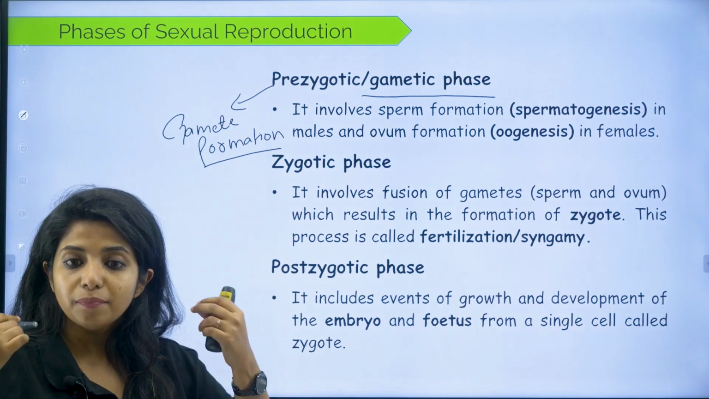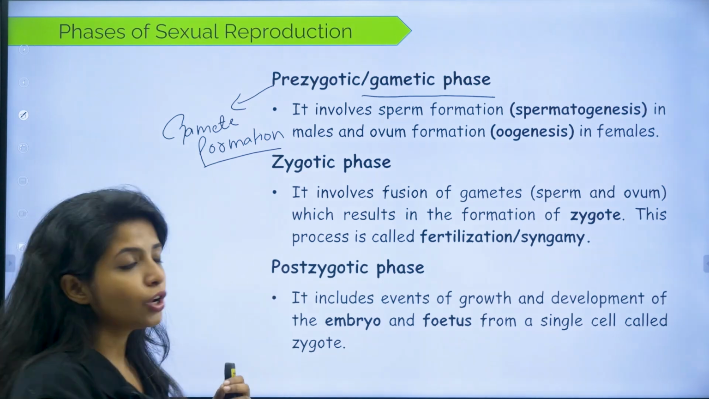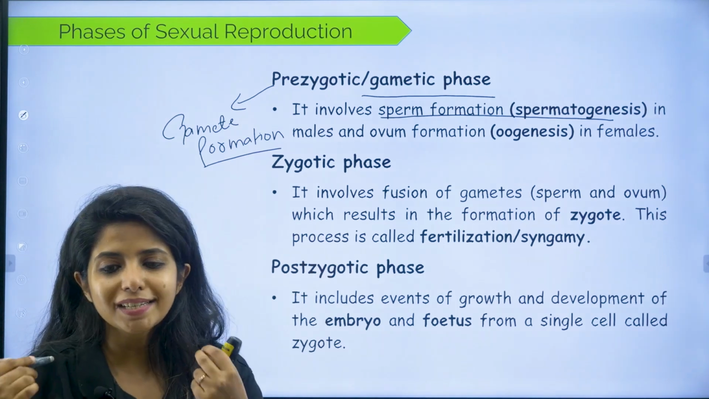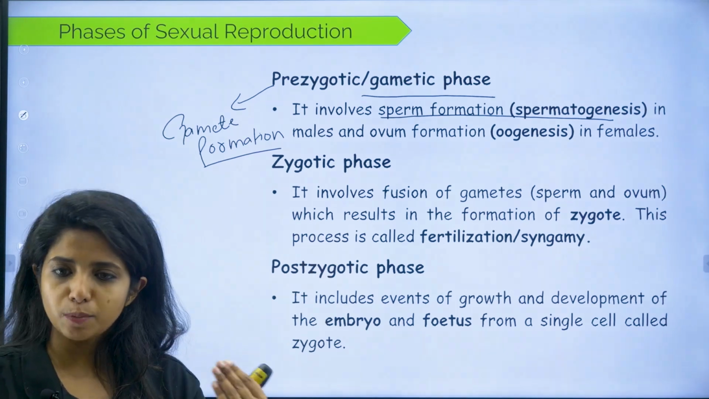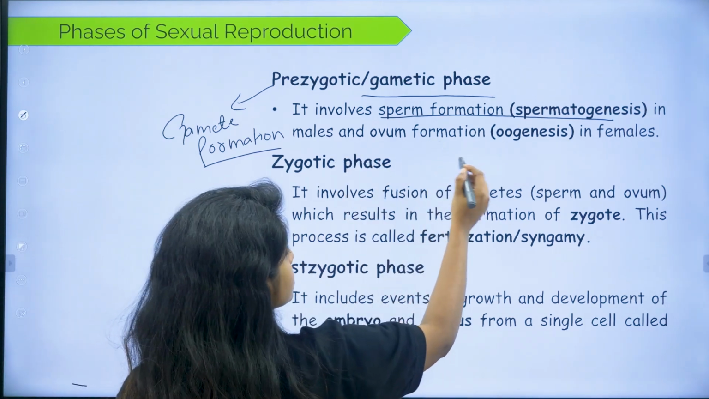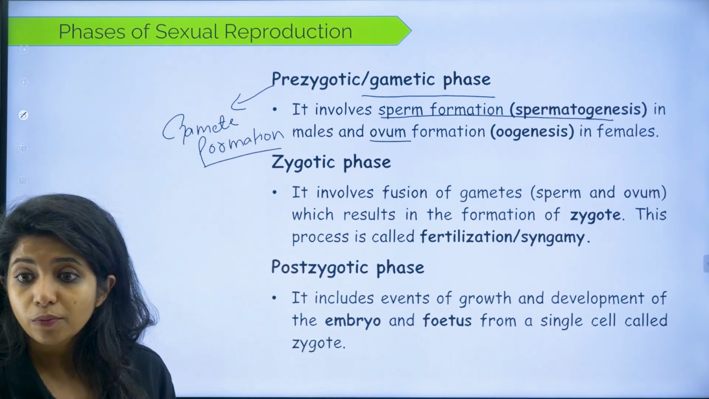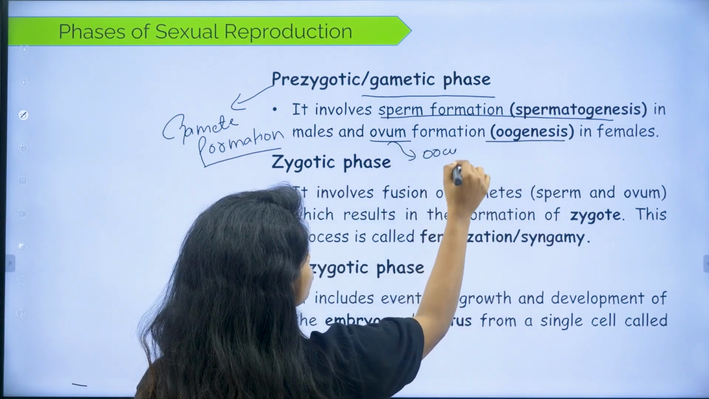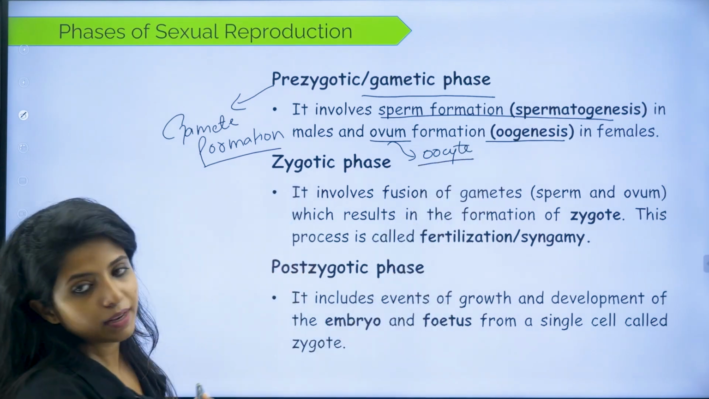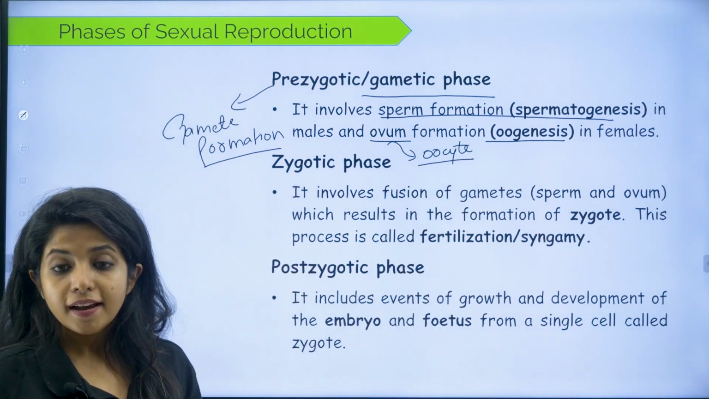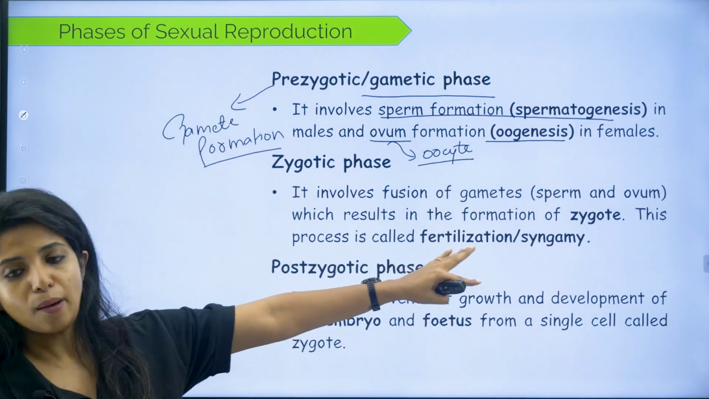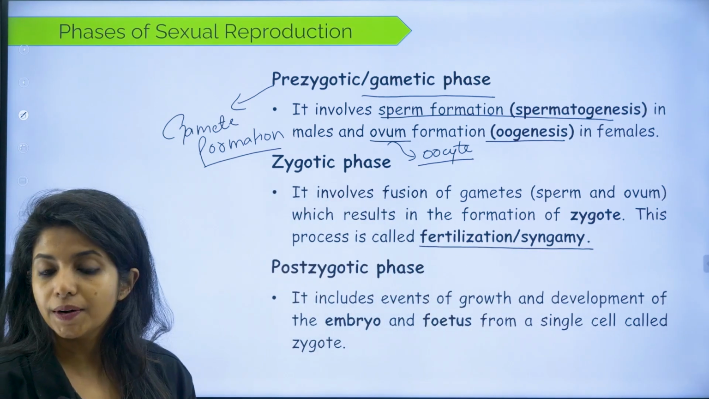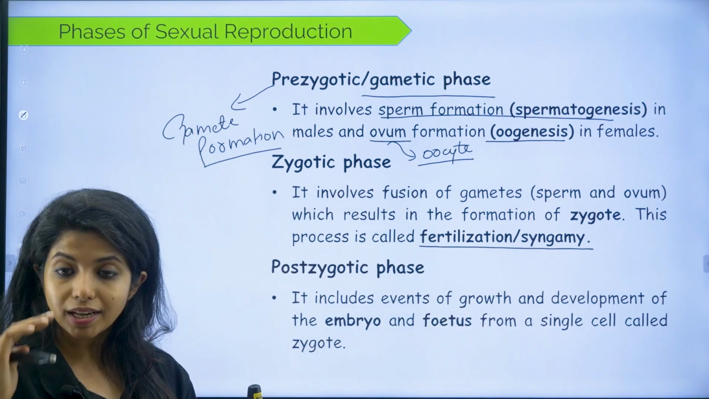Now in the case of male, since sperm is produced, you call this process spermatogenesis. Genesis means formation and spermato means sperm. In the case of females, since ovum is being produced, you call this oogenesis, because ovum is also known as oocyte. That is the female gamete, so it is known as oogenesis. Now the zygotic phase is when the fusion happens, and this fusion itself is known as fertilization or syngamy. We studied about it. Now what happens in the post-zygotic phase?